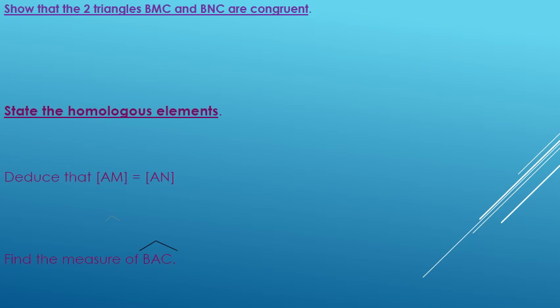Okay. So we finished the congruency of BMC and BNC. We stated the homologous elements. Now we should deduce that AM is equal to AN. Yes, Ala. AB is equal to AM plus NB.